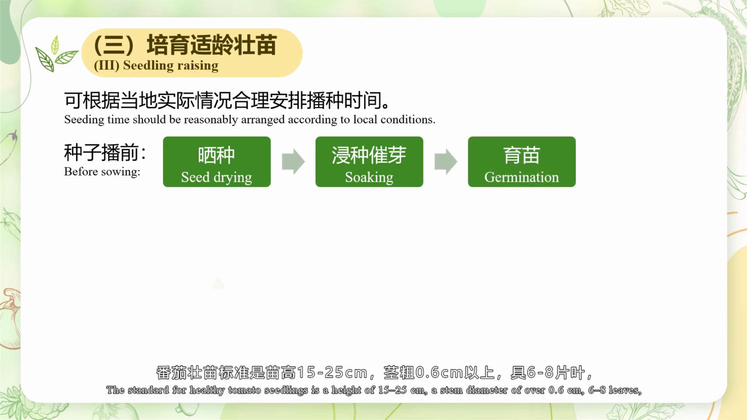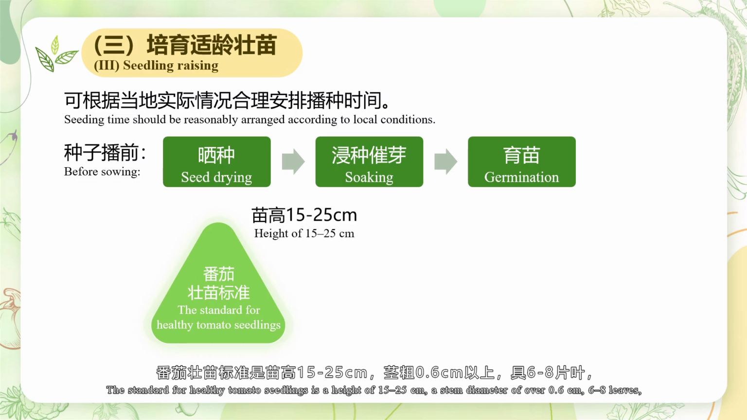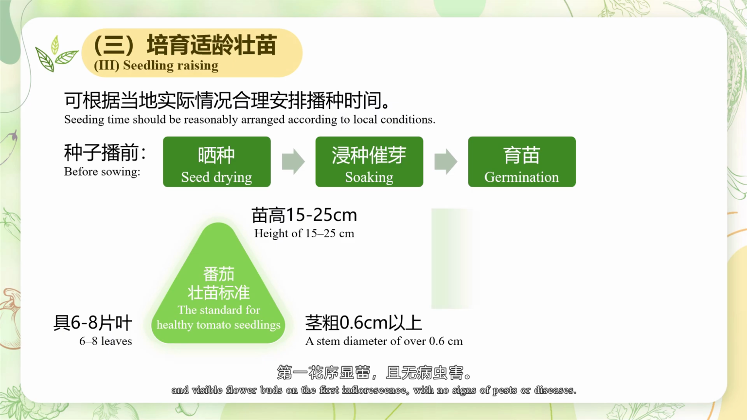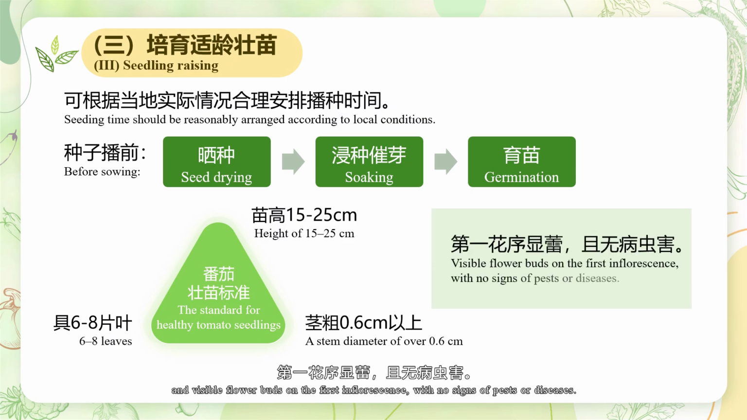Before sowing, the standard for healthy tomato seedlings is a height of 15 to 25 centimeters, a stem diameter of over 0.6 centimeters, 6 to 8 leaves, and visible flower buds on the first inflorescence, with no signs of pests or diseases.